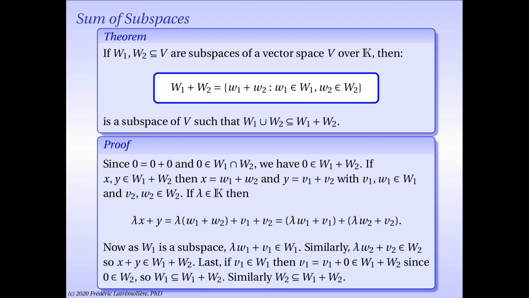Now, on top of it, the union of W1 and W2 lives inside this sum. It's a fairly simple observation. If you take any vector, say in W1, let's call it v1, then this vector v1 is equal to itself plus 0. And since 0 is in W2, I've been able to express v1 as a sum of something in W1 and something in W2. So it is in the sum of those spaces. And that gives me that the whole subspace W1 lives inside the sum W1 plus W2. The same is true for W2.